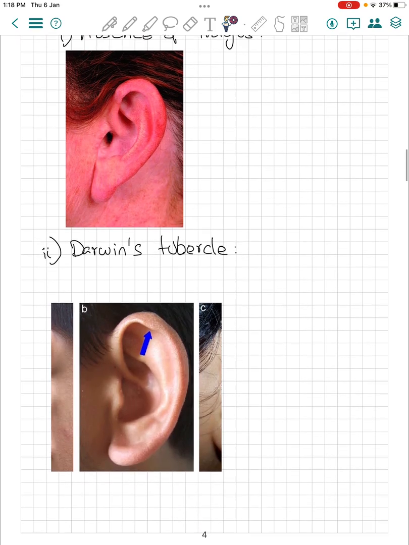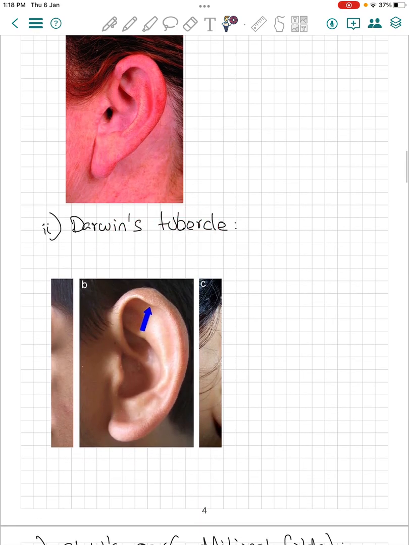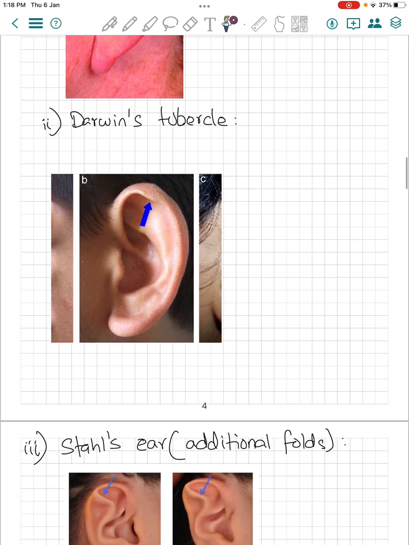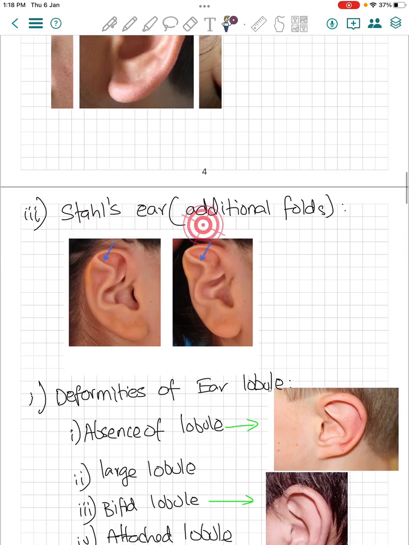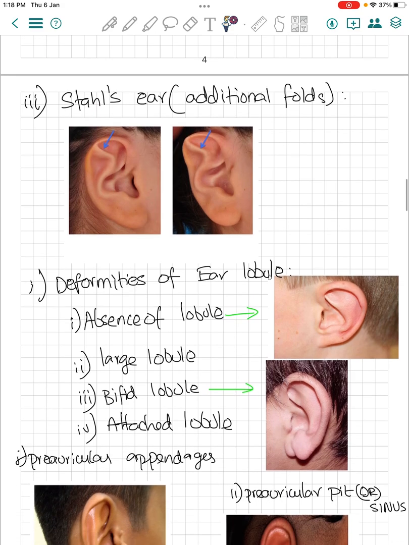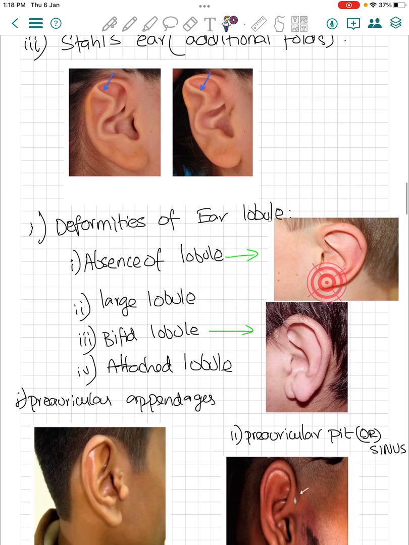Then there is Darwin's tubercle. You can see the tubercle on the helix. It's not much of a deformity. Then there is Stahl's ear, an additional fold developed between the crus of the helix and the anti-helix. Then the lobule deformities include absence of a lobule, large lobule, bifid lobule. You can see a bifid lobule. Then the lobule attached to the skin.